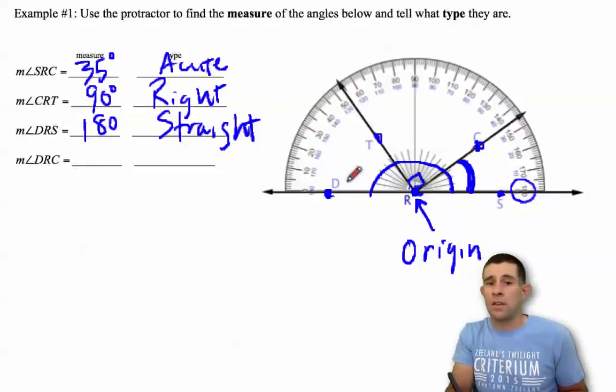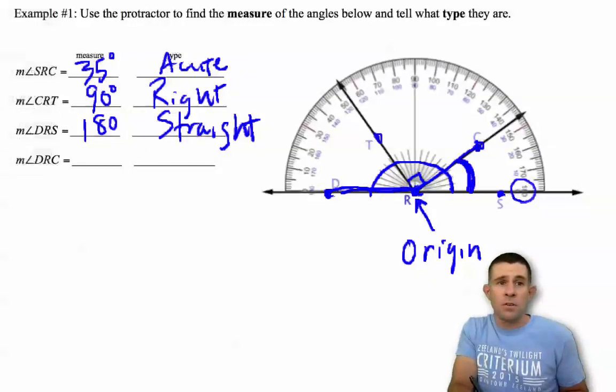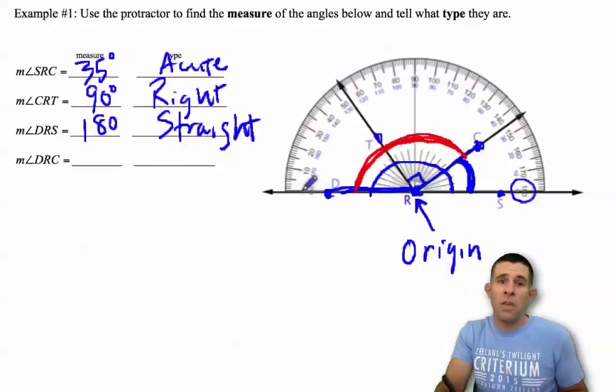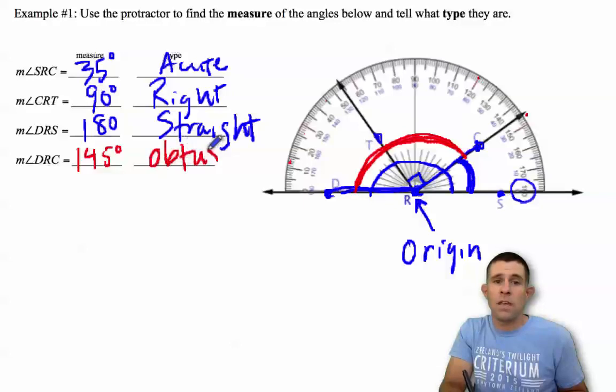Finally, I'm looking at angle DRC. So D to R, and then out to C. Now, let's change colors here, and we'll grab red. That's this angle right here. I can see that that's greater than 90. That's an obtuse angle. So I'm going to be counting on the outside part of my protractor, 10, 20, 30, 40, all the way to 90, 100, 110, 120, 130, 140, 145. So the measure of DRC is 145 degrees, and this is an obtuse angle.